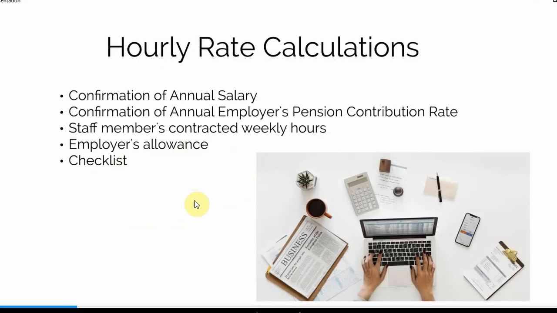If you think you need a new hourly rate calculation based on a new staff member starting, a pay increase or a contract change, please get in touch with your programme coordinator and we can provide you with a checklist to make sure you give us all the evidence required.